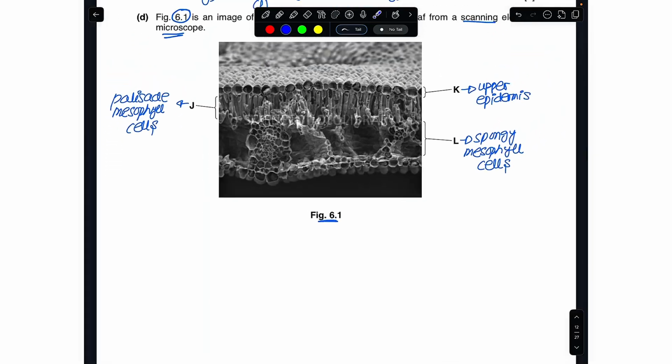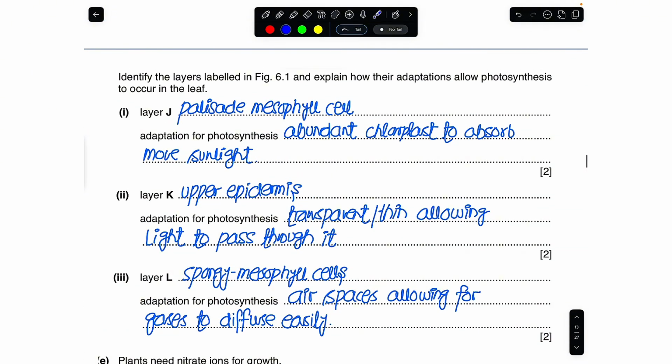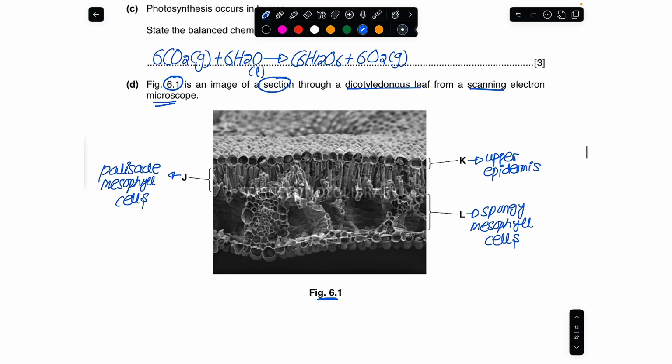Now let us see what they have to ask us. You see, a very simple thing is coming from the leaf structure. They say, identify the layers which are labeled in 6.1 and explain how their adaptations allow photosynthesis to occur in the leaf. If I just revert back, you see that layer J is the palisade mesophyll cells. What we know is that these palisade mesophyll cells are present near the top surface of the leaf so that they can capture more of the sunlight.